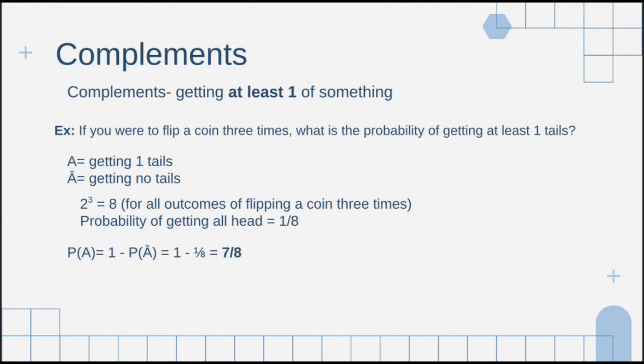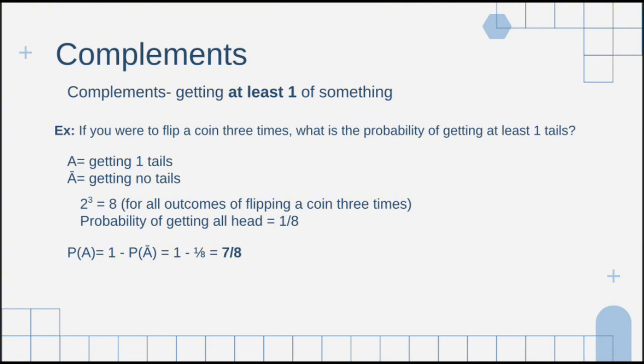An example of this is flipping a coin 3 times, but you want to get a tail at least 1 time. So A would be getting 1 tail, and A hat would be getting no tails. And you want to get the outcome of all the outcomes, basically, of flipping 3 times. This can be found by taking 2, because of the 2 sides of the coin, and then the 3 times that you're going to flip the coin. So you take 2 to the power of 3 and get 8. And this would be the total amount of outcomes.